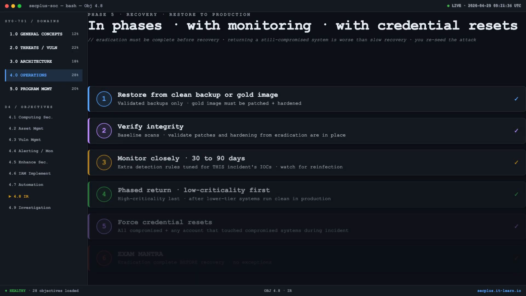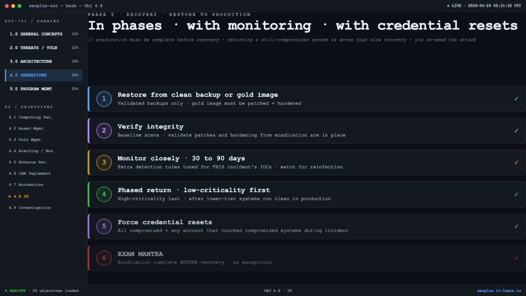Return to production in phases. High criticality systems last, after lower criticality systems have been observed in production without incident. Force credential resets for all potentially compromised accounts, plus any accounts that touch the compromised systems during the incident. The exam mantra: eradication must be complete before recovery. Returning a still compromised system to production is worse than slow recovery because you reseed the attack.